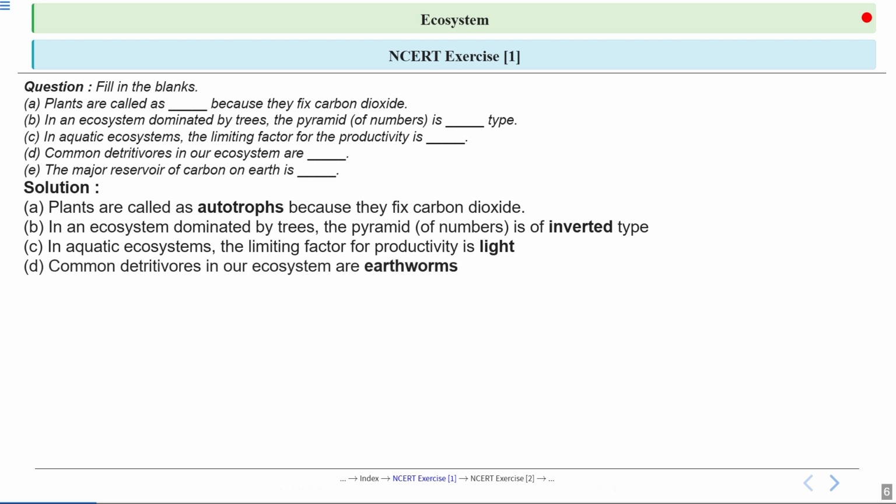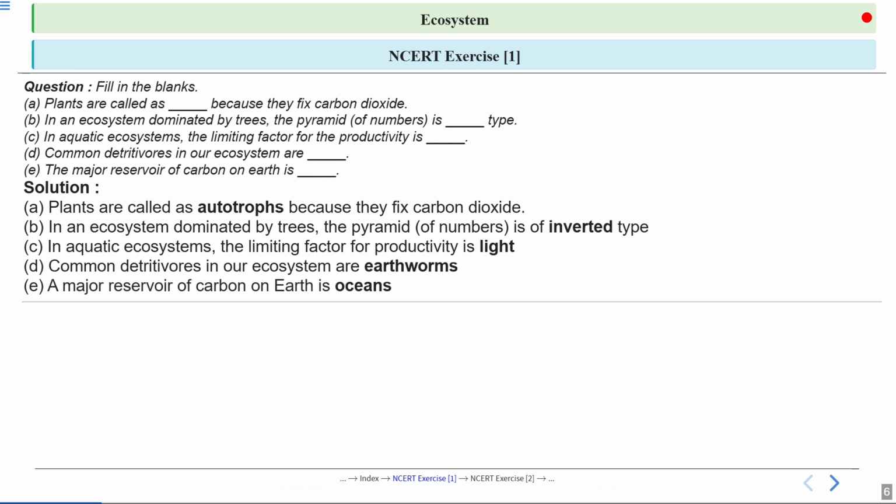Now next one is common detritivores in our ecosystem are earthworms. Detritivores like earthworms play a vital role in the ecosystem by breaking down dead organic matter such as fallen leaves and dead animals into simpler substances. This process is known as decomposition. Decomposition helps recycle nutrients back into the soil, making them available for plants to use. Earthworms also improve soil structure by creating tunnels which allow air and water to move through the soil, promoting healthy plant growth.